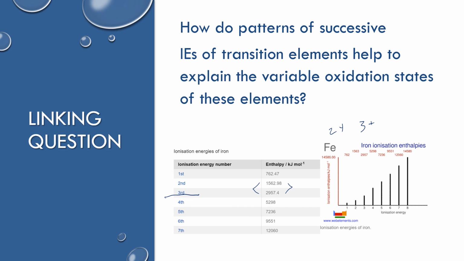And that's true for other transition metals as well. It all has to do with the difference in energy, especially when you're looking at 4s versus 3d. That's most of the time where you're going to see these kinds of applications in IB chemistry.